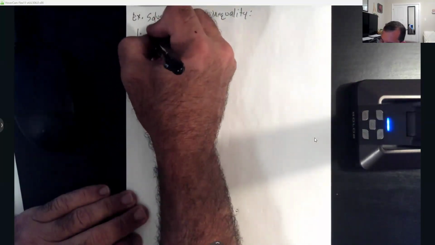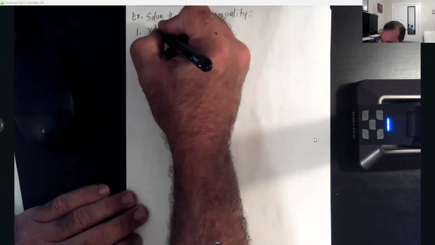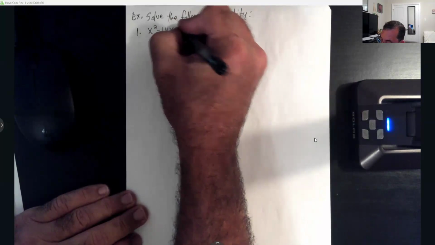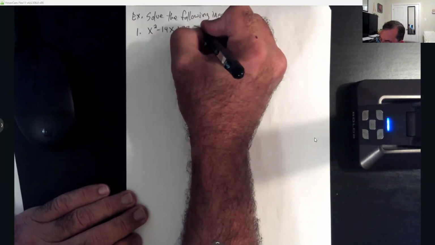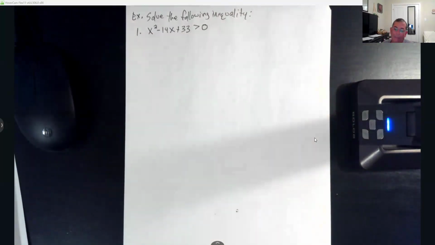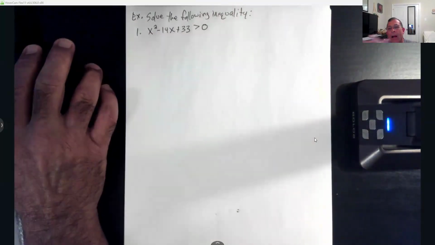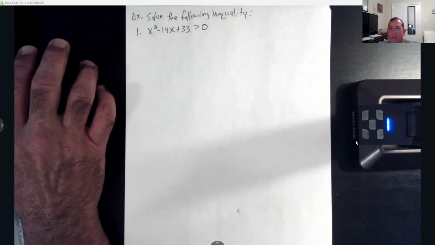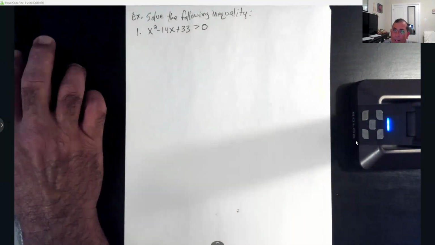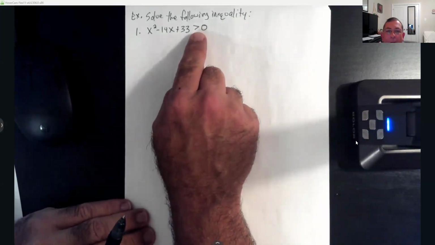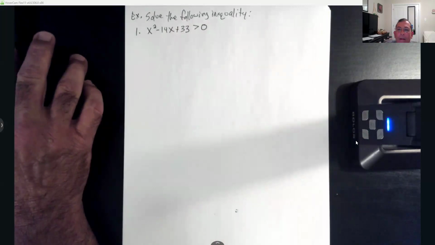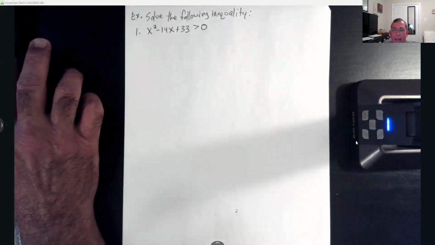All right, y'all, so let's start out with this one. X squared minus 14x plus 33 is greater than 0. Now, I want to show you what's going on with this. So let's go graph this real quick, because we're looking for the part of this that is greater than 0, okay? Now, I'm going to show you how it looks on the graph, and then I'll actually work this by hand, okay?